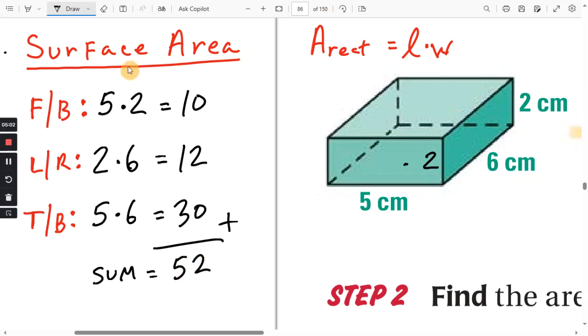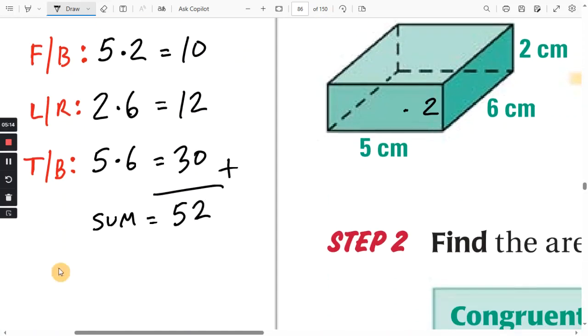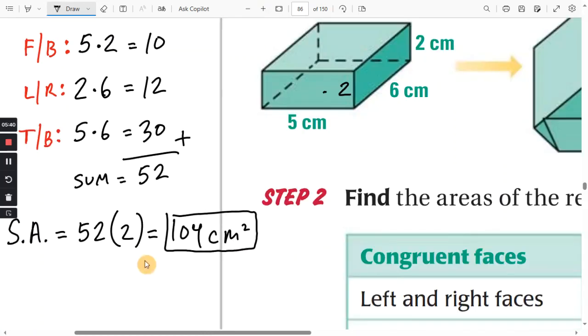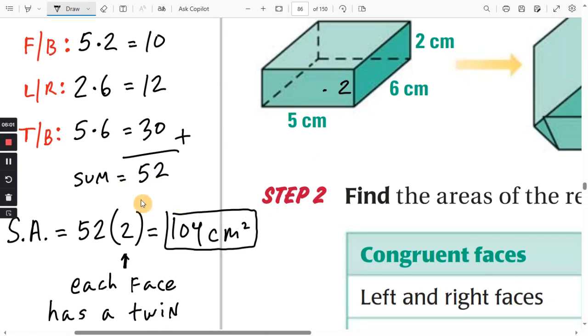Now, is that the surface area? No, because each face has a twin. For each one, we only did the front or the back, the left or the right. So each face has a twin. For the surface area, we're going to have to multiply this by 2. That's going to be 52 times 2, which is 104. The units were in centimeters, but for area, that's going to be centimeters squared. And this 2 here is because each face has a twin, so we needed to multiply the sum times 2.